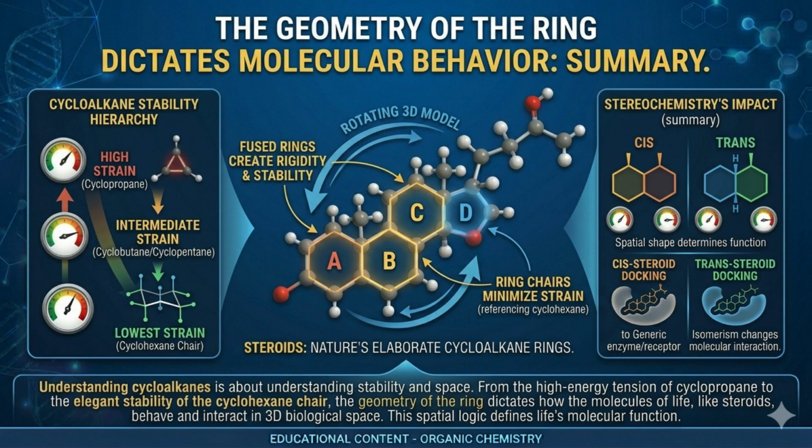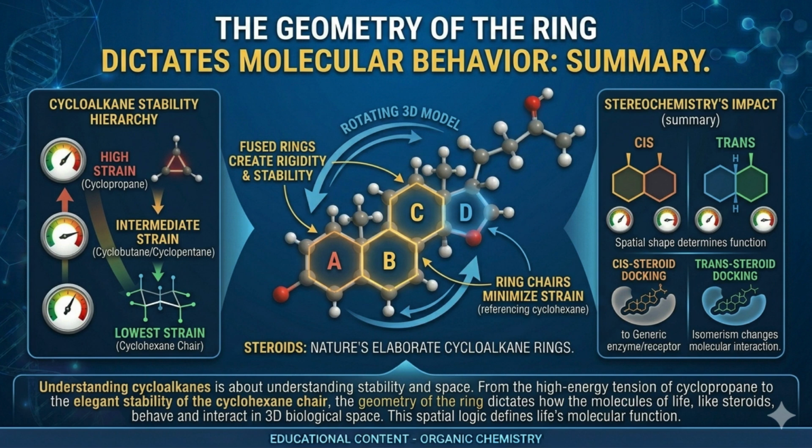Stereochemistry and biological docking: on the right, we see why cis versus trans matters so much. A small flip in spatial arrangement completely changes the shape of the molecule. This determines how a steroid docks into a biological receptor. As you can see, the trans steroid fits differently than the cis steroid. In biology, shape is everything. If the key doesn't fit the lock, the chemical message isn't sent.